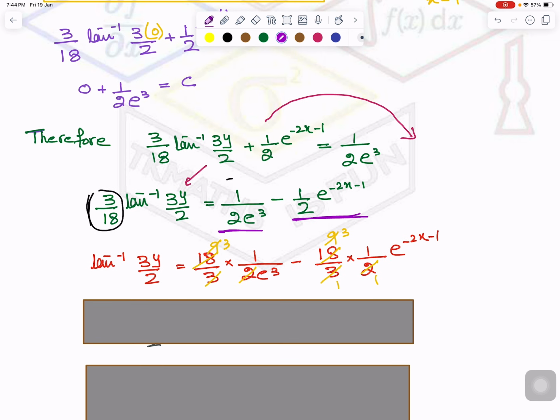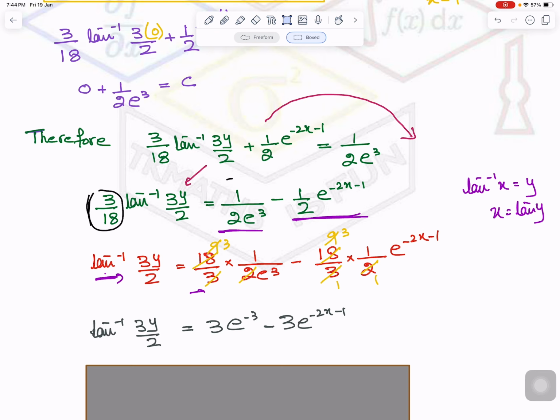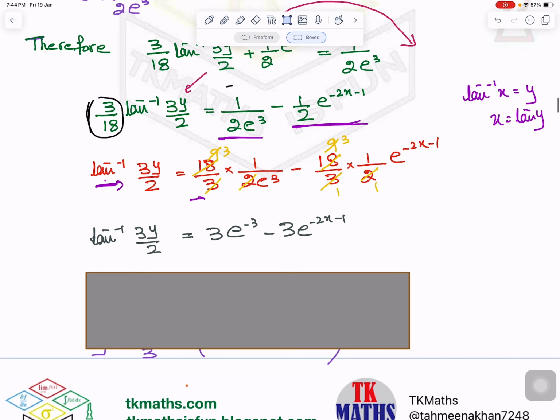Any idea? This tan inverse will go to the other side. Why? If you have, for example, tan inverse x equals y, right? So you can write it as x is equal to tan y. So similarly, I will take tan to this side. Okay. So I will have 3y upon 2 equals to this. But right now, first of all, I'm simplifying the right hand side so that it doesn't look complicated at all. And after that, I will take tan to the other side.